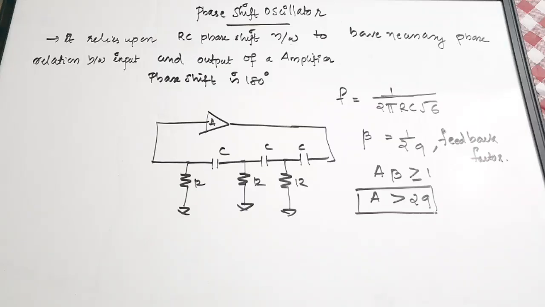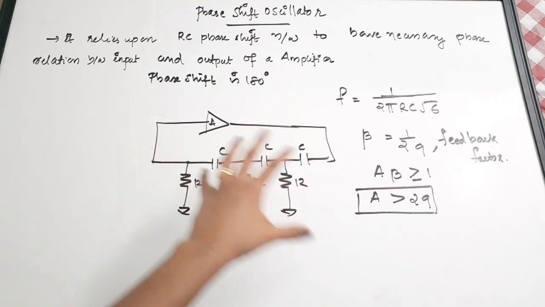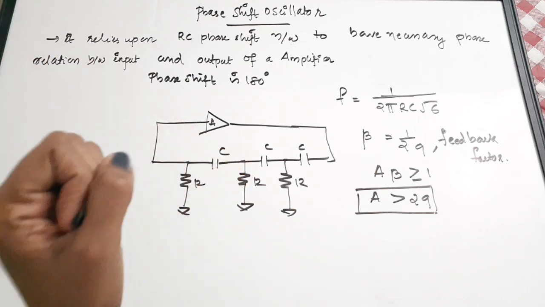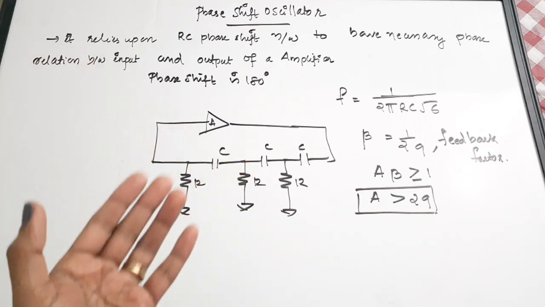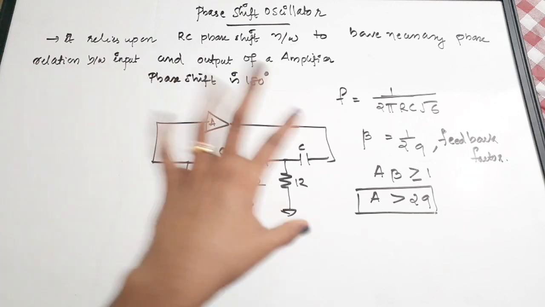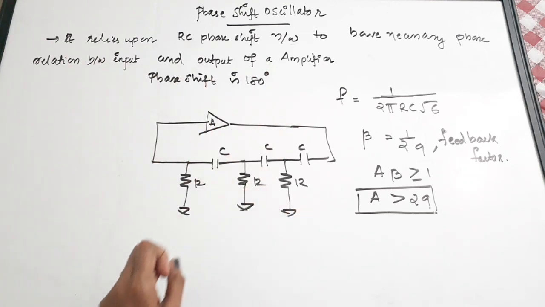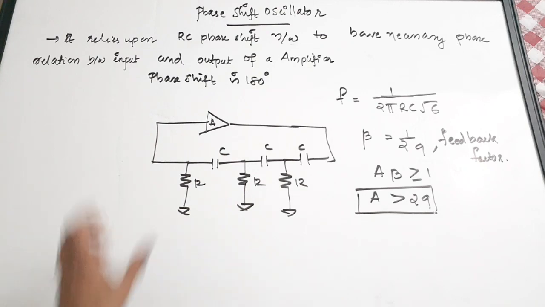The next type of oscillator that we are going to discuss is the phase shift oscillator. There is an RC phase shift circuit on which this oscillator relies to have a phase relationship between the input and the output of the amplifier. The phase shift produced here is 180 degrees. Okay, so this is the circuit.